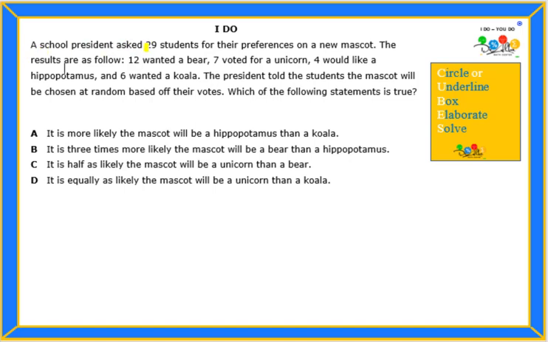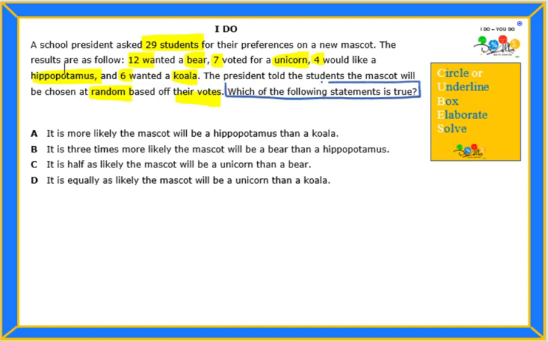A school president asked 29 students for their preference on a new mascot. The results are as follows: 12 wanted bear, 7 voted for a unicorn, 4 would like hippopotamus, and 6 wanted a koala. The president told the students the mascot will be chosen at random based off their votes. Which of the following statements is true?